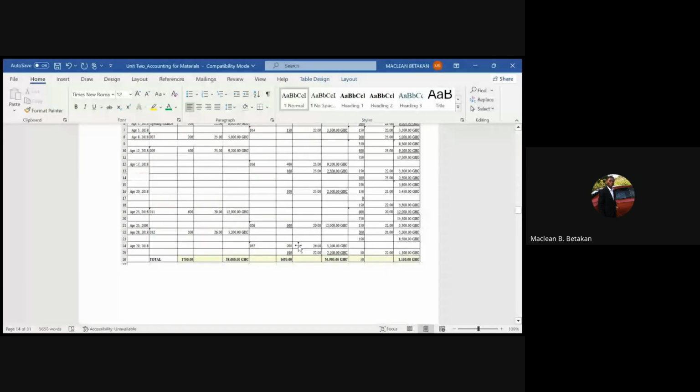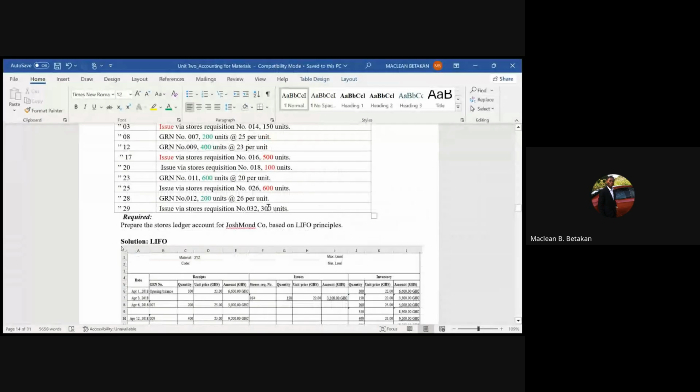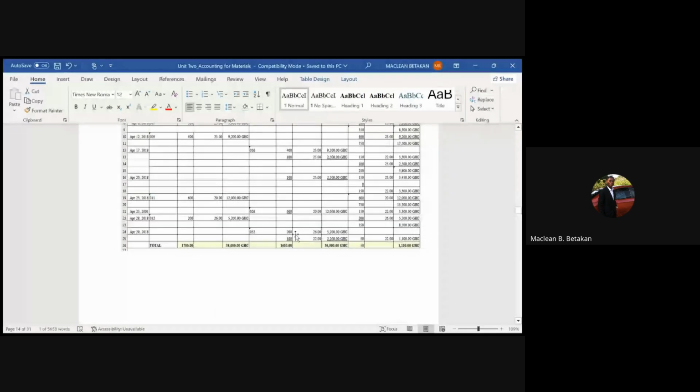Then our next transaction, which is the final transaction, is the issue. We are issuing 300 units. Remember our last transaction that we have, since we are using last in, first out, is the 28th transaction, which is we receive 200 units. And we are issuing 300, so we can issue the whole 200 out at the rate of 26 cedis. So we are issuing 200 out at the rate of 26. Then we are left with 100 to get our 300.